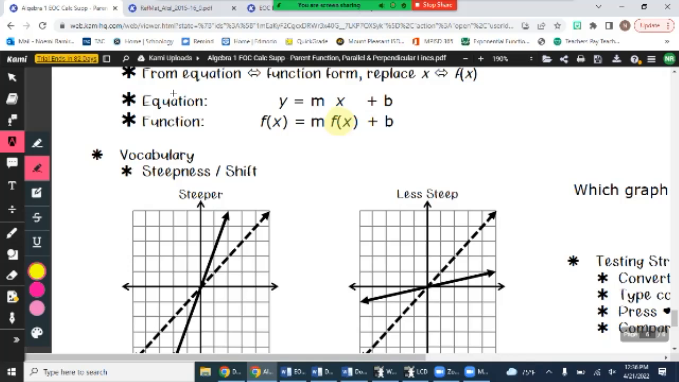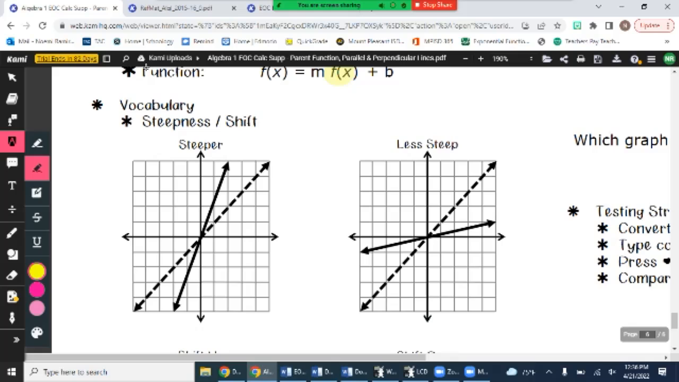F of x is in the spot where what goes? X. So converting from equation to function form, you would start off with an x and change it to f of x. Or more than likely, they're going to give it to you in function form, confusing form, and you have to switch it back. So you're just going to switch any f of x with an x. It goes back and forth, but notice how m and b are in the same spot and do not change. The only thing that we're swapping out are the x's with f of x, okay?